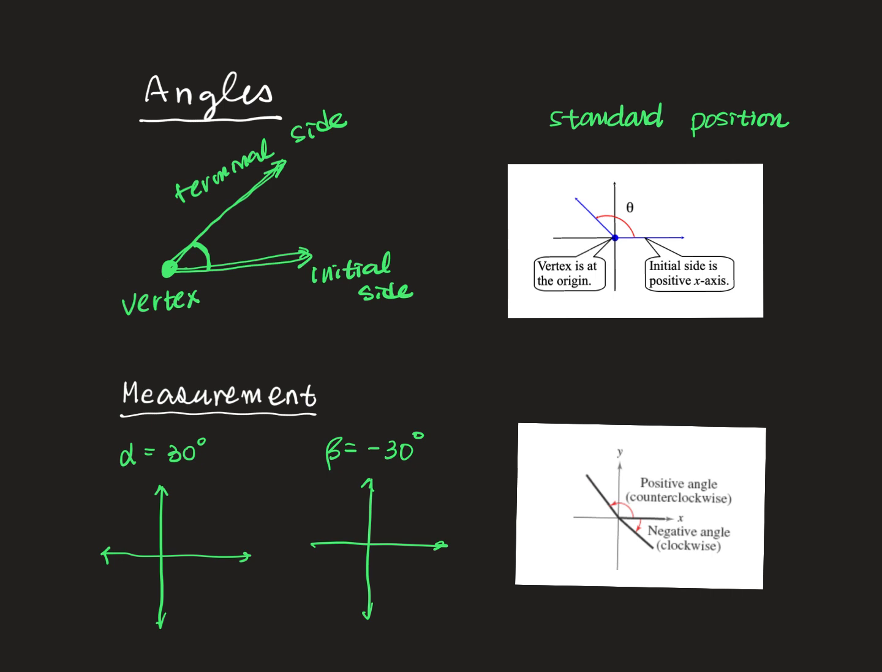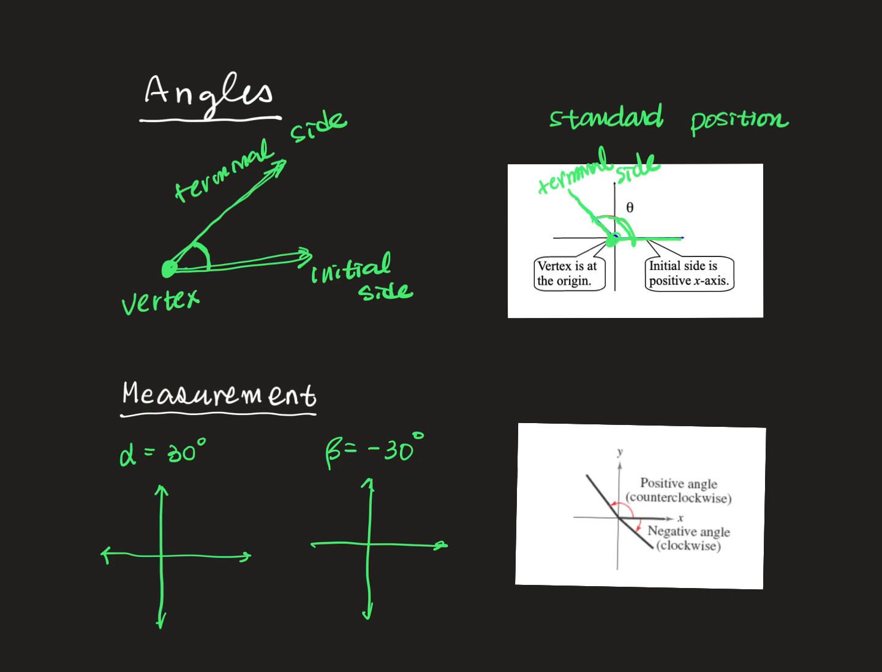In pre-calculus, we use the standard position. The initial side is always the positive x-axis. The vertex is the origin. This is the terminal side, which can go anywhere in the coordinate plane. Between the two rays, we call it an angle. This kind of angle is in standard position. That's what we're going to study in pre-calculus.